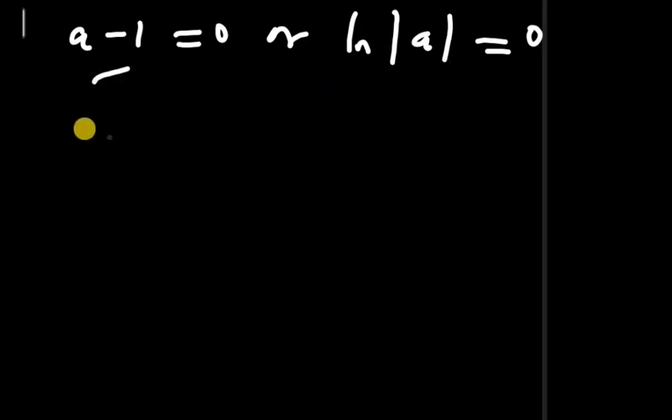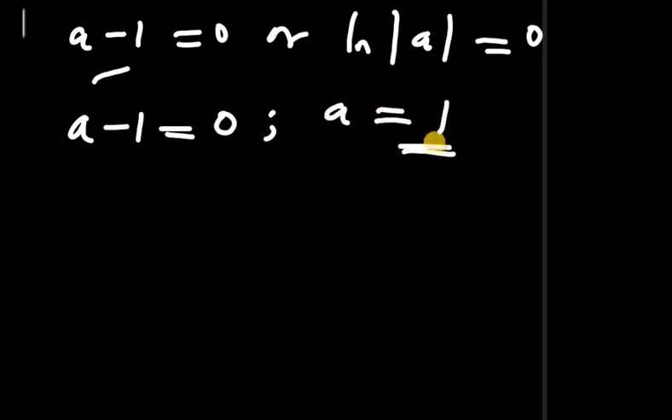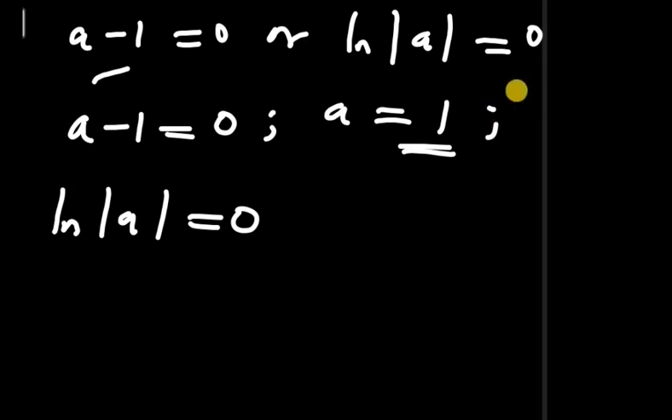Now let's concentrate on this. If a minus 1 equals 0, we are going to have a equals 1, or we are going to have ln of a equals 0. If you look at this, it corresponds to what we had before by comparing the exponents. Now let's solve for ln of the absolute value of a equals 0.